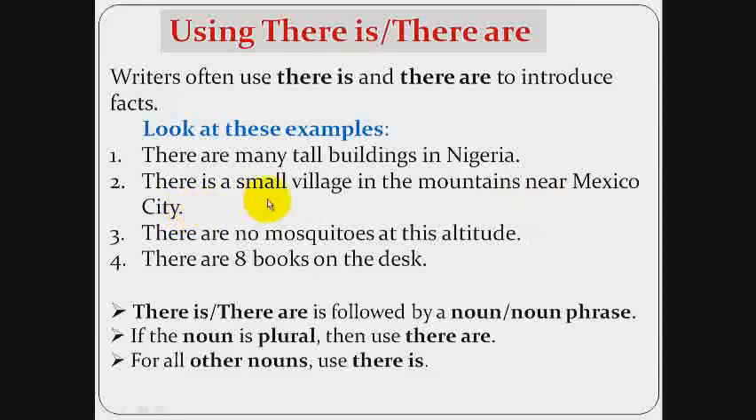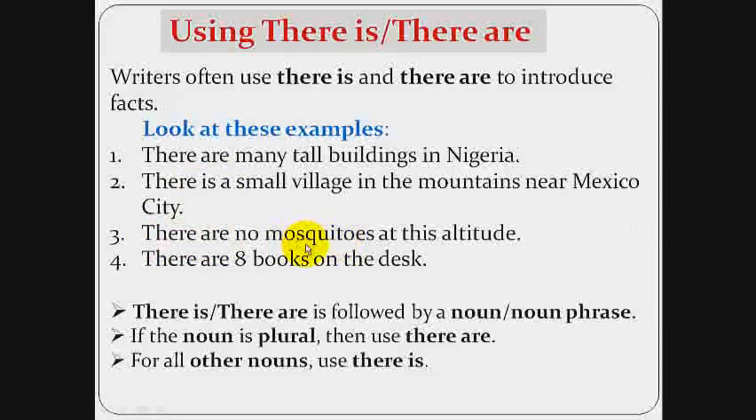Very good. So there is a small village. So this village is a single village. That's why I am saying there is. Now if I change here to villages, here should be what? Here should be there are, and this A should be erased from the location. Okay, so there is a small village, singular noun, there is. Very good.